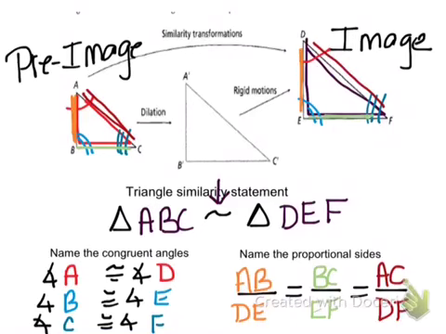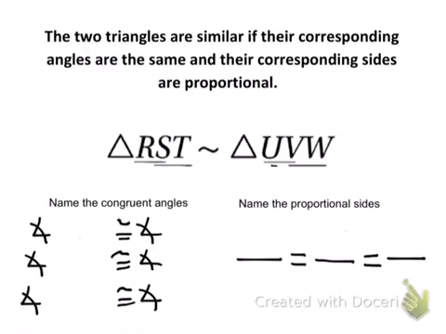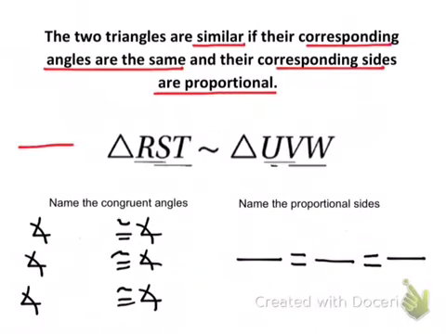So I've written my similarity statement, identified my congruent angles, and named my proportional sides. Now, here's the definition. It says, two triangles are similar if their corresponding angles are the same or congruent and their corresponding sides are proportional. So what we want to be able to do is use a similarity statement. This is a similarity statement because it's got the names of two triangles with the similar symbol between them. And we want to use that statement to name the congruent angles and the proportional sides.